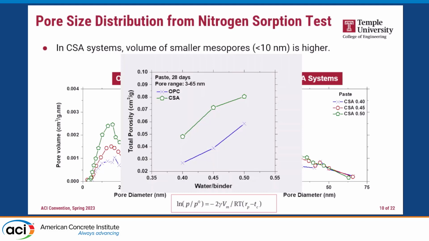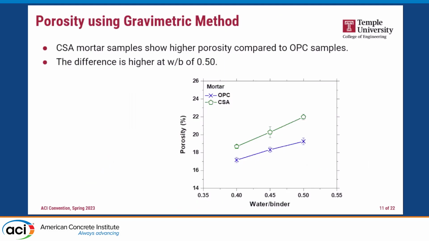This is the total pore volume. You see the trend, the CSA giving us a higher volume. These are 28-day sealed cure systems again. The porosity from the gravimetric method, again, shows a pretty similar trend, so I'm going to move quickly here.